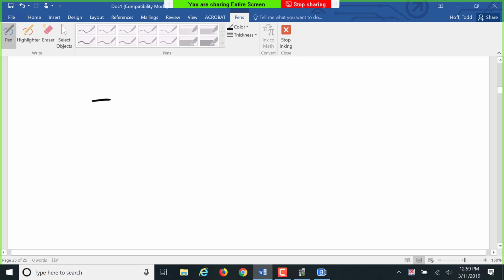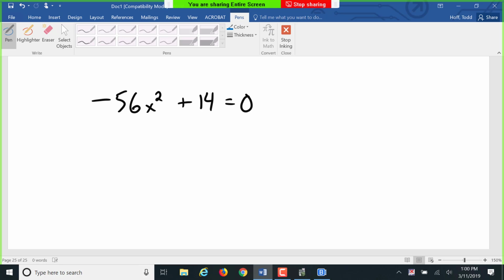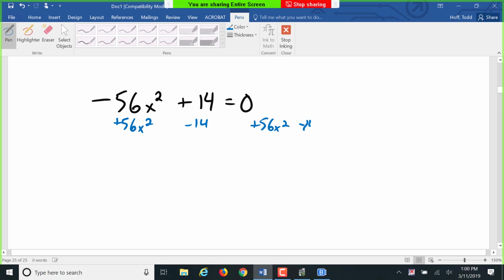We might have negative 56x squared plus 14 equals 0. Now looking at this one, we have a couple of options. It's already equal to 0, but if we look at the x squared, what do we notice? It's negative. We could go ahead and add the 56x squared to both sides and subtract 14 from both sides. That would give us a positive x squared, but we don't have to go through that much effort.